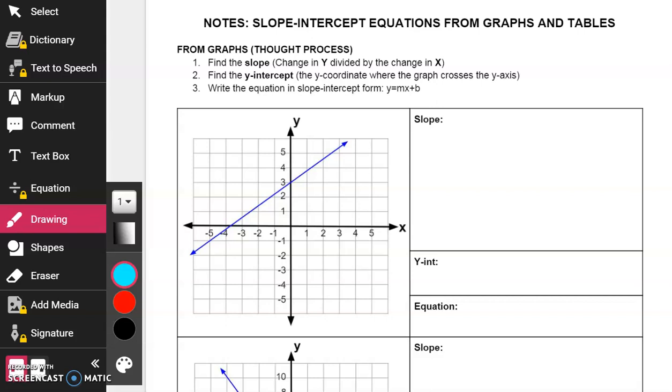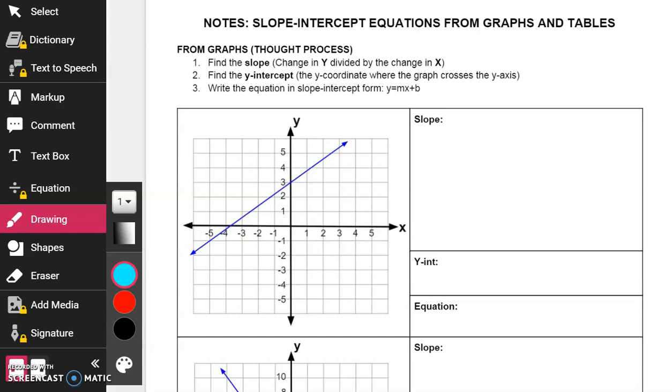Find the slope, which we've already done, change in y divided by change in x. And then you find the y-intercept, which is the y-coordinate where the graph crosses the y-axis. And then you write the equation. It's slope-intercept form. Y equals mx plus b. M is your slope. B is your y-intercept. That is why it is slope-intercept form.